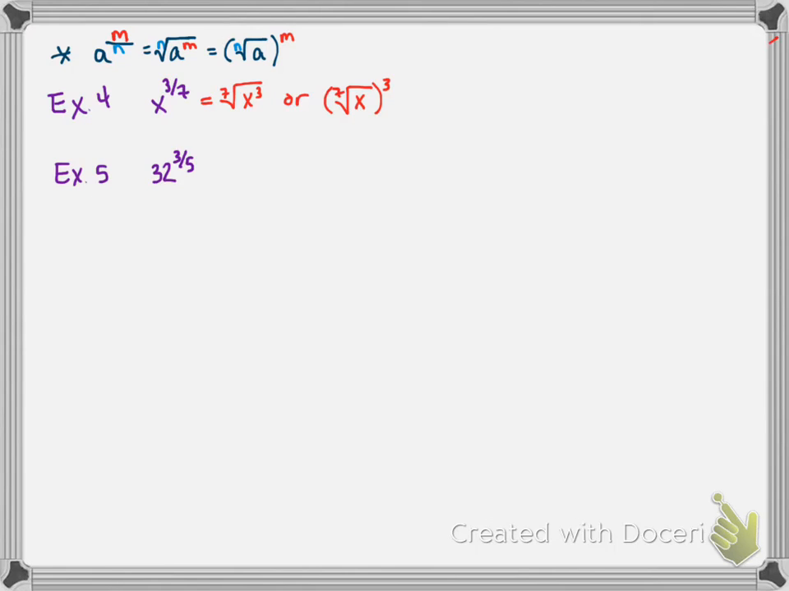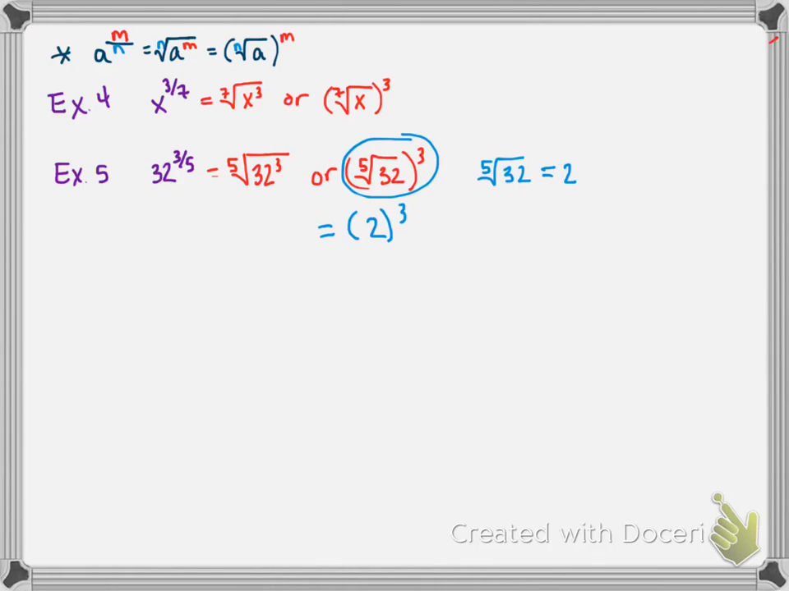Okay, 32 to the 3/5 power. We could simplify this or write it as the 5th root of 32 cubed. Okay, if I wanted to do this without a calculator, I don't know what 32 cubed is, but I could also write this as the 5th root of 32 all cubed. I do know what the 5th root of 32 is, so this is the easiest one for me to use if I wanted to simplify this without a calculator. The 5th root of 32 is 2, so this can be written as 2 cubed, or 8.